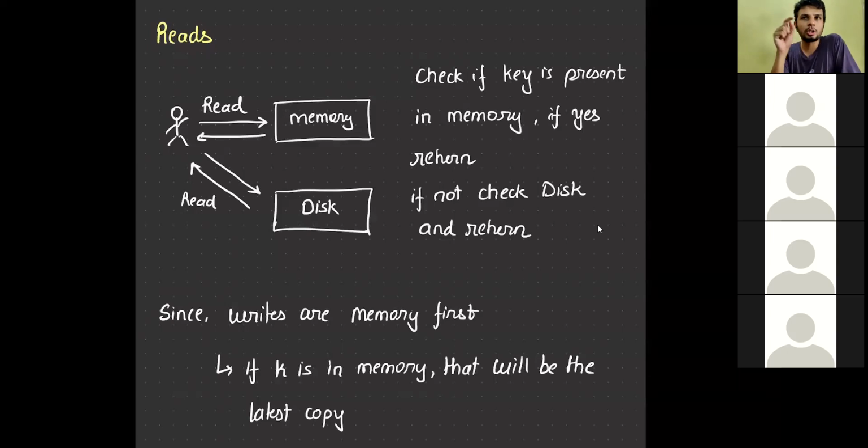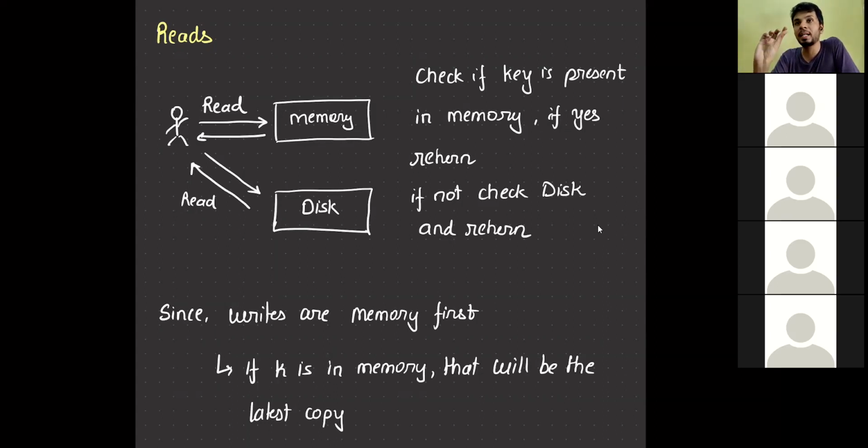Writes we are sure about. A write happens on memory, and asynchronously the write happens on disk. But now reads become a little tricky. Reads don't directly go to the disk, because the latest copy of data might be present in memory and not yet flushed to the disk. So reads first go to memory. If the data is there in memory, it returns that, because that has to be the latest copy. If the key is not there in memory, it makes a call to the disk and gets the data. If it is there on the disk, it returns it to the user. If the key is not there on the disk, it says the key is not present.